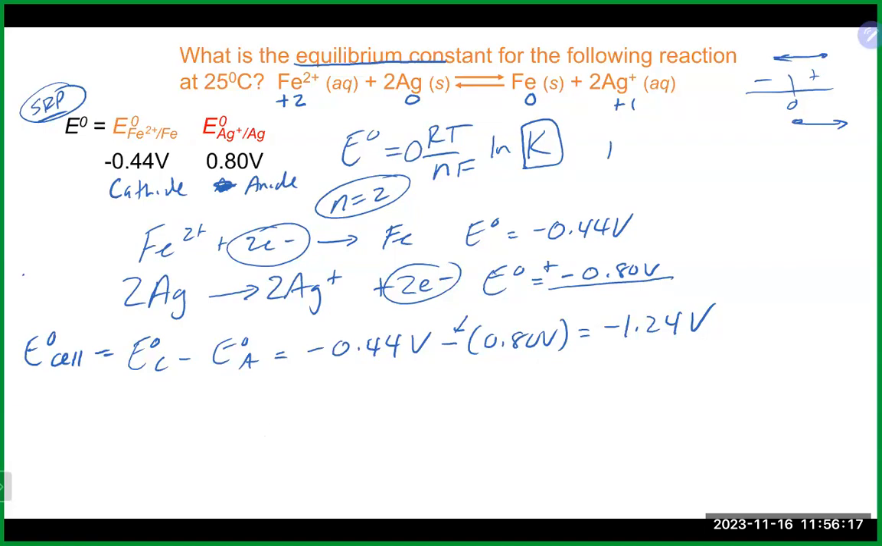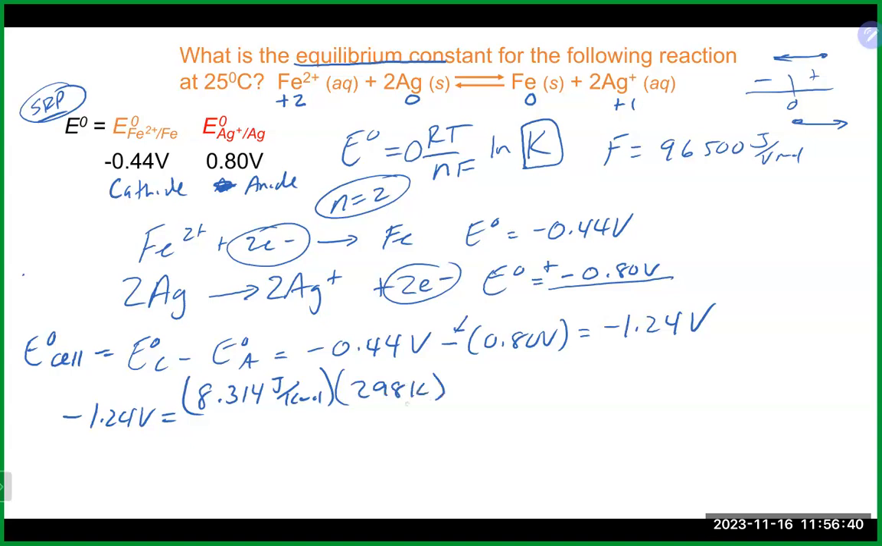Again, Faraday's is a constant. We're going with 96,500, I think. Yeah, joules per mole. All right, so putting this in, negative 1.24 volts equals my 8.314 joules per Kelvin per mole. Our temperature does need to be converted into Kelvin, so add a 273 to that, gets you 298. Going to be divided by our 2 moles.